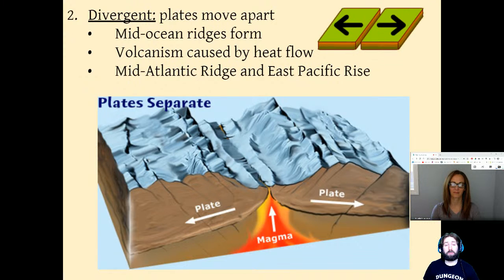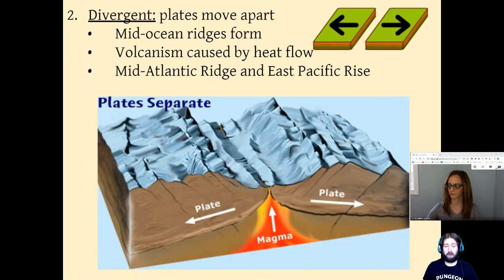So, plates move apart. You can see that in the animation on the top right. And this is where, like we had mentioned before, we get those mid-ocean ridges, those cool kind of underwater mountains with volcanism associated with them that are going to be making new seafloor. So volcanism caused by heat flow. We've got the Mid-Atlantic Ridge and the East Pacific Rise are both examples of mid-ocean ridges. And so the plates will be moving away from each other, making new seafloor, and pushing out to whatever plates are on their boundaries or borders.